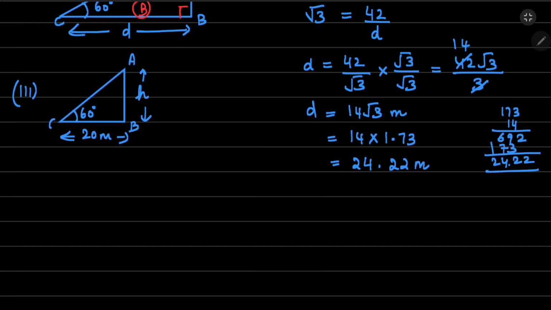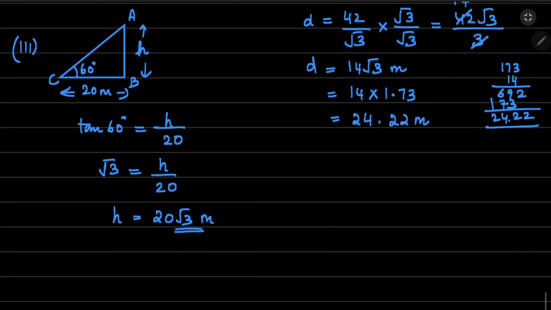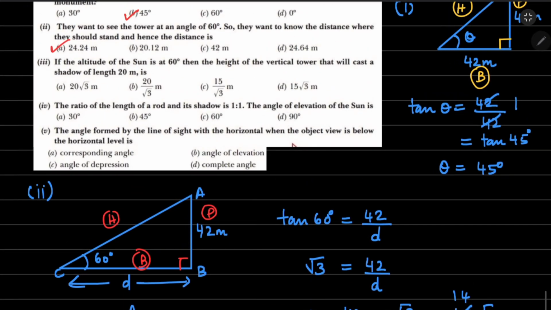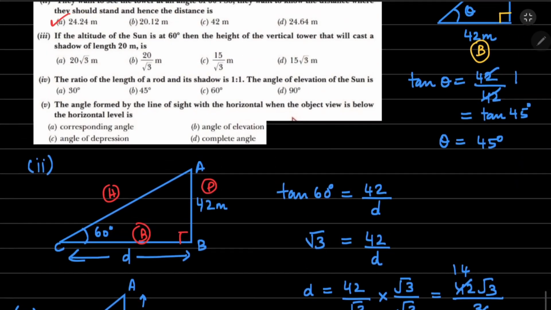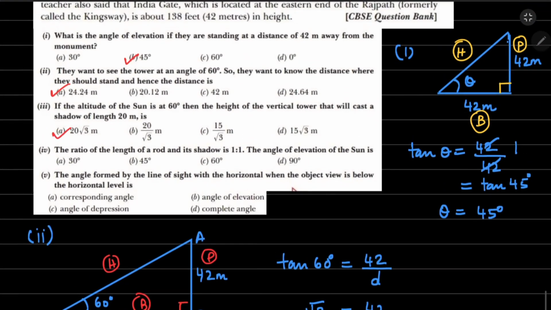So it's the same thing again. Use tan of 60. So tan 60 is equal to P by B. P is nothing but H, B is nothing but 20. Tan 60 is root 3 is equal to H by 20. So what is H? 20 root 3 meters. So H is nothing but the height of the tower, which is supposed to be 20 root 3. So this is the right answer. 20 root 3 meter has to be the vertical height of the tower in order for the tower to cast a shadow of length 20 meters. Next question, fourth question.